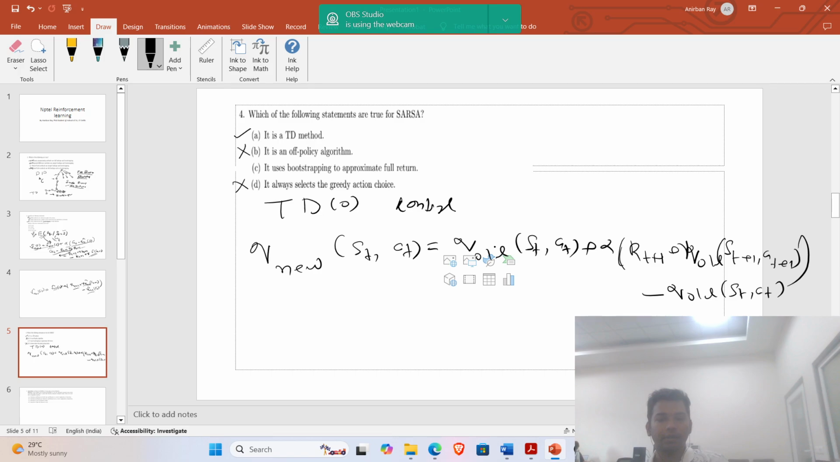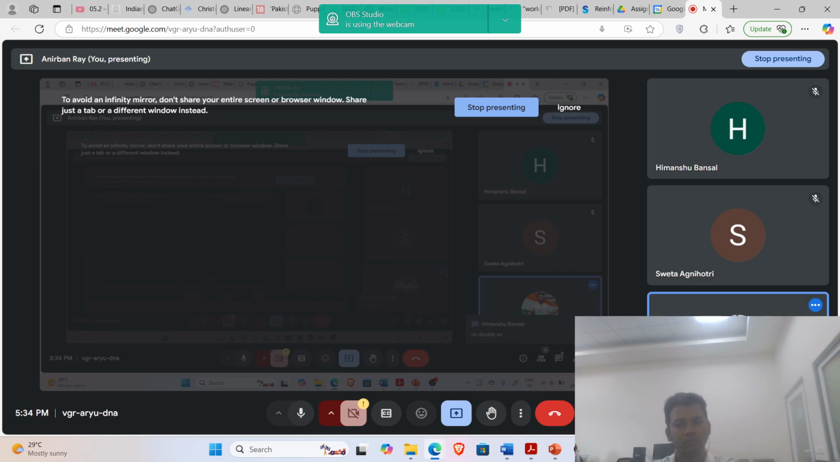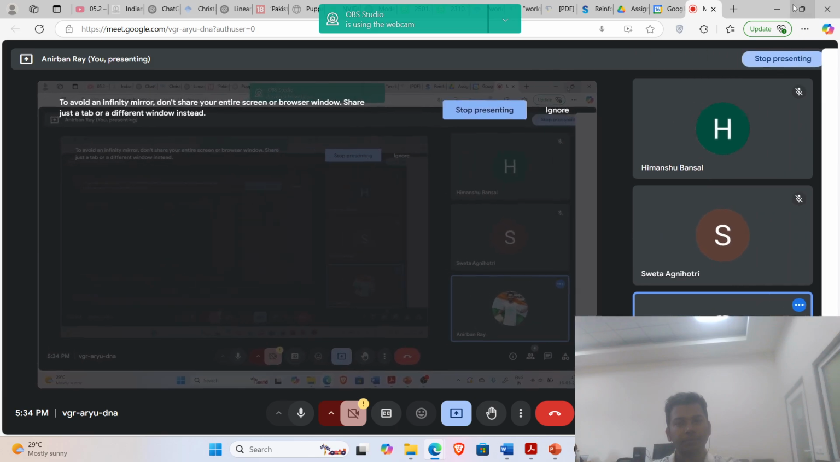To understand this, bootstrapping means it is updating the Q repeatedly, so that is correct. As you can see, we are calculating the Q new at every time step, repeatedly, to get to a better Q. So it is a bootstrapping method here, and this is correct. Any issues, any doubt now? No doubts, okay. Let's continue.